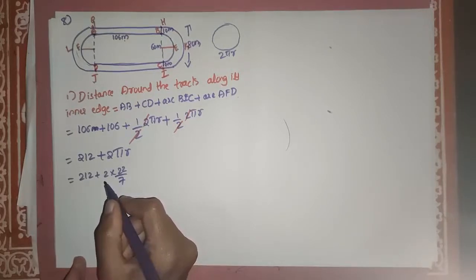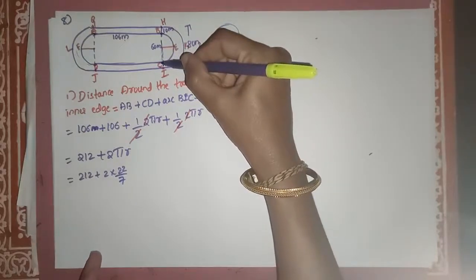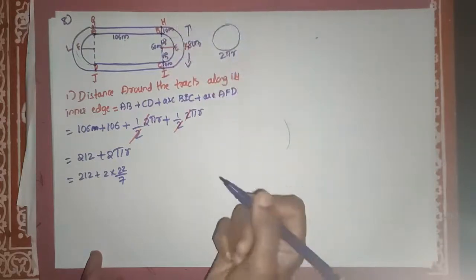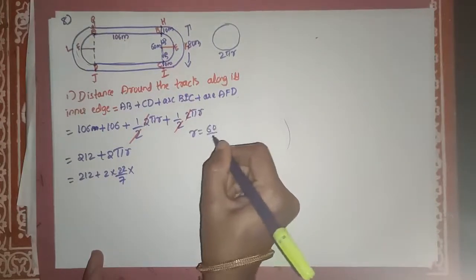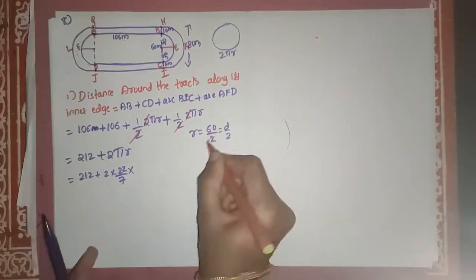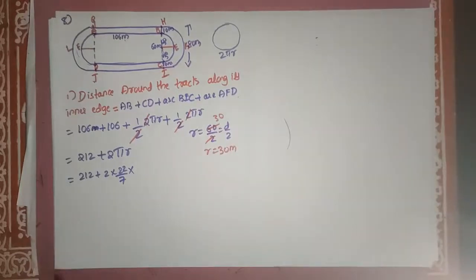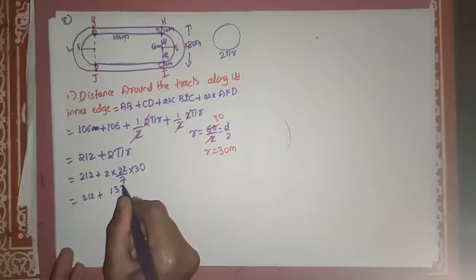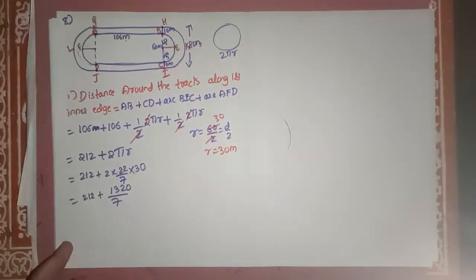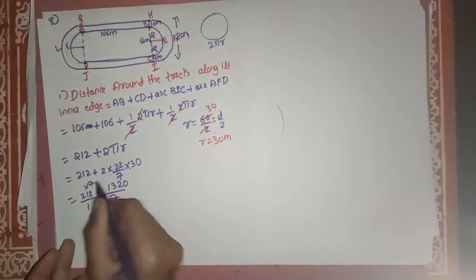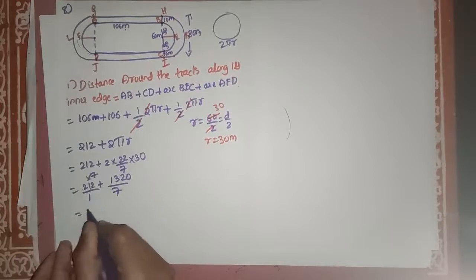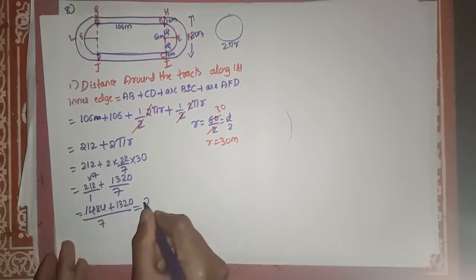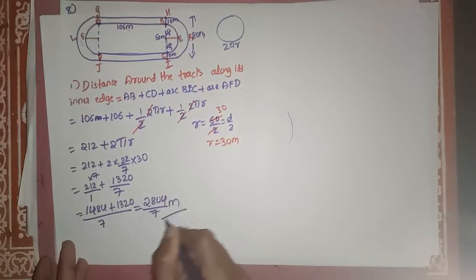Now the radius. This is the diameter, right? If the total is 60, this is 30 and this is 30, so 30 is the radius. The radius is half of 60, that is d by 2, so the radius is 30 meter. So 212 plus, on multiplying, 1320 divided by 7. 212 into 7 is 1484, plus 1320, divided by 7. On adding these two, 2804 divided by 7 meters. This is the first answer.